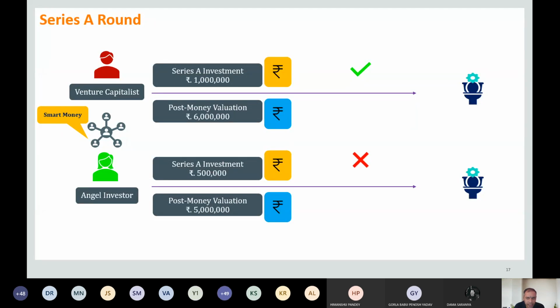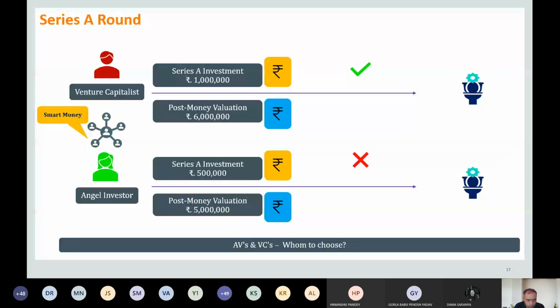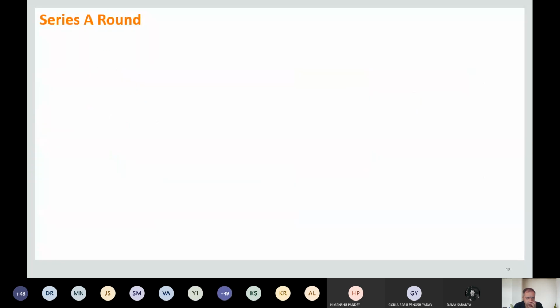Also, we need both VC and angel now. So now, whom to choose? Obviously we have to choose the venture capitalist, but now we know that with the venture capitalist, investment can be there, but with the angel investor your business can grow tremendously. So we need both. So what are we going to do now?